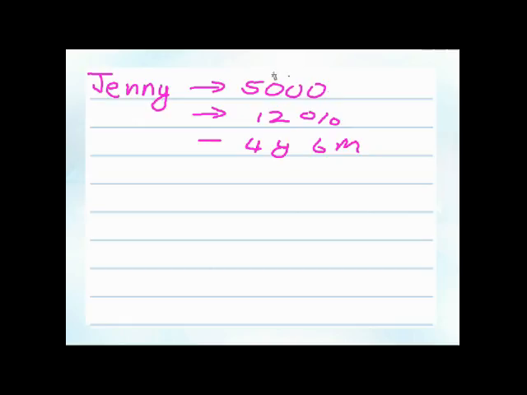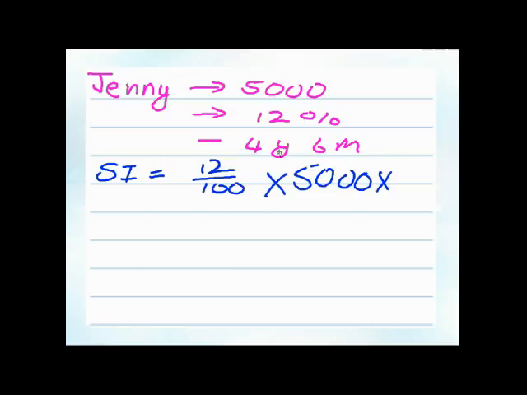Let's say Jenny borrowed 5,000 Rand at 12% interest that the bank gave her, and she has to pay it back over 4 years and 6 months. What will the interest be on this amount? So firstly, our formula: simple interest is our percentage, so it's 12 divided by 100, times our start amount, which is 5,000, right? Times the years, so it's 4 years and 6 over 12 months, which would give you 4.5 years. Okay, and if you multiply that out, you get 2,700 Rand in simple interest that she has to pay on that 5,000 Rand.